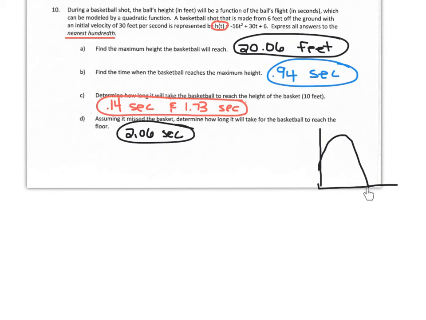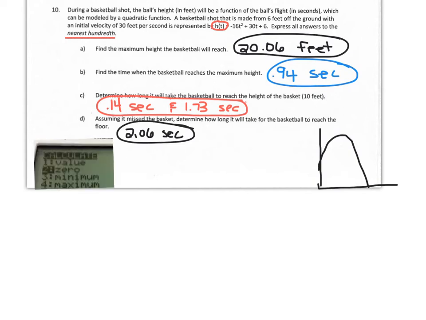If we want to figure out how long it will take to reach the floor, we're looking for how much time has passed between here and here. So if we can find this zero, the x value of the x-intercept here, then we can figure out how long it'll take. In your calculator, you're going to go to second trace, which brings you to calculate. It's going to ask you to put a left bound and a right bound around this zero. So you can move your cursor somewhere to the left of the zero.